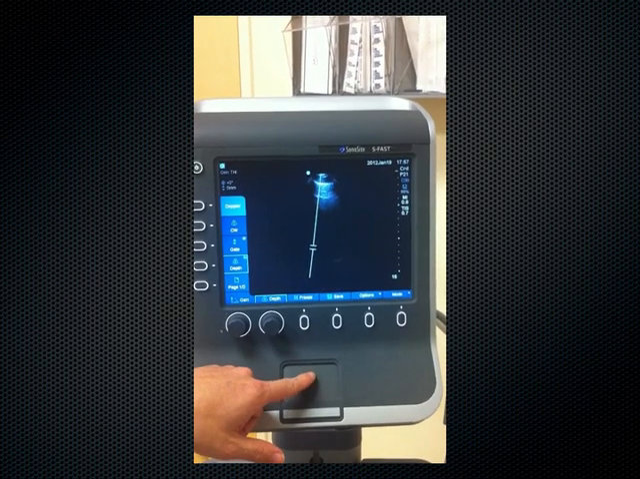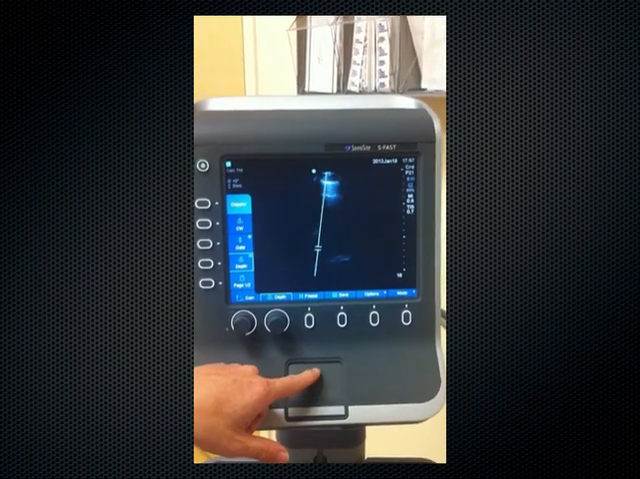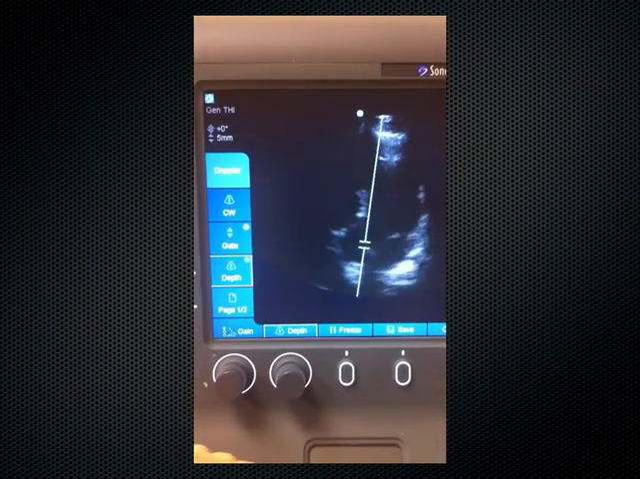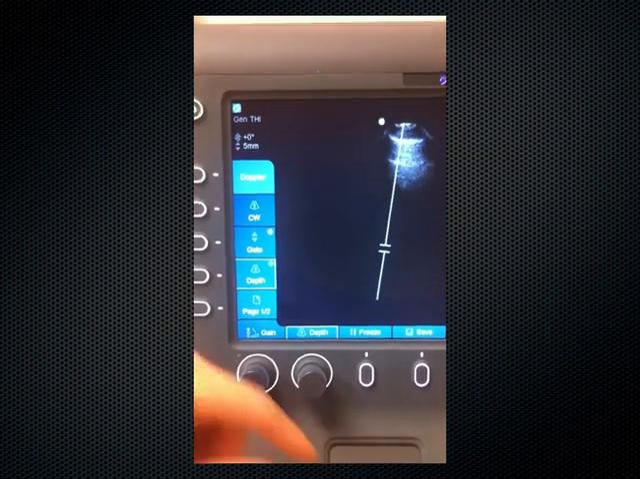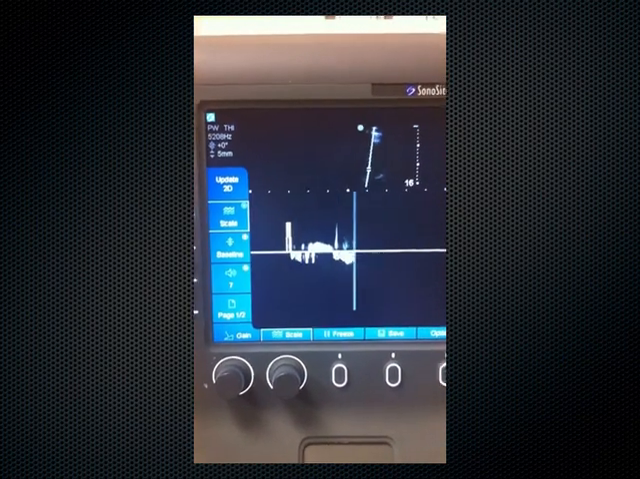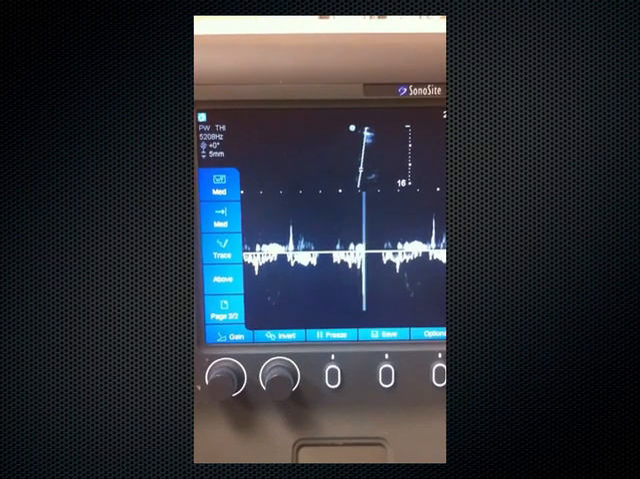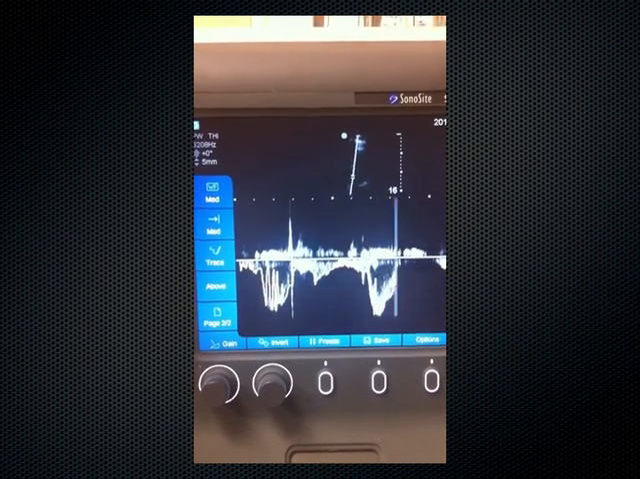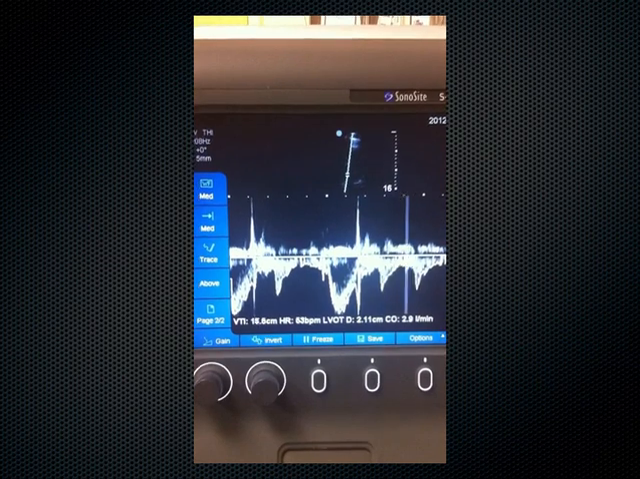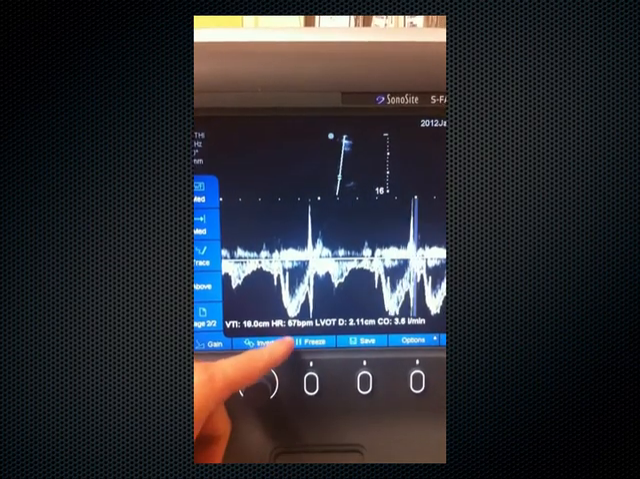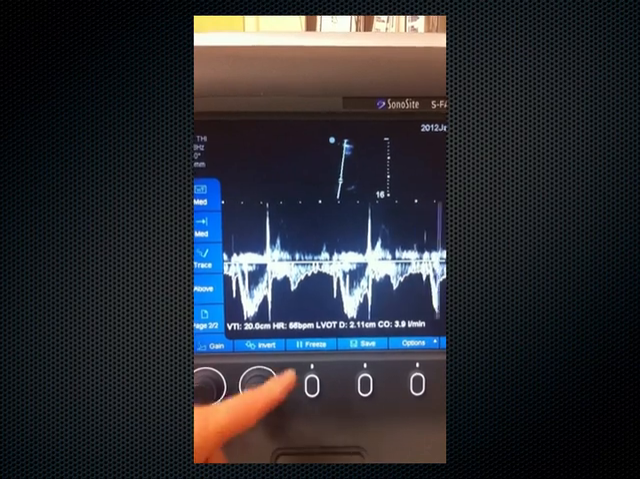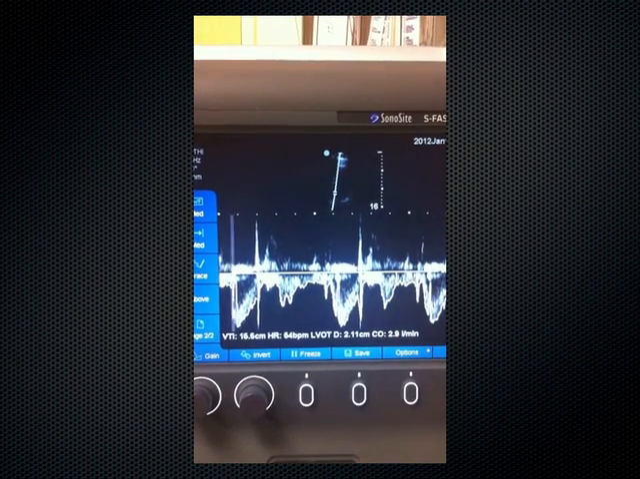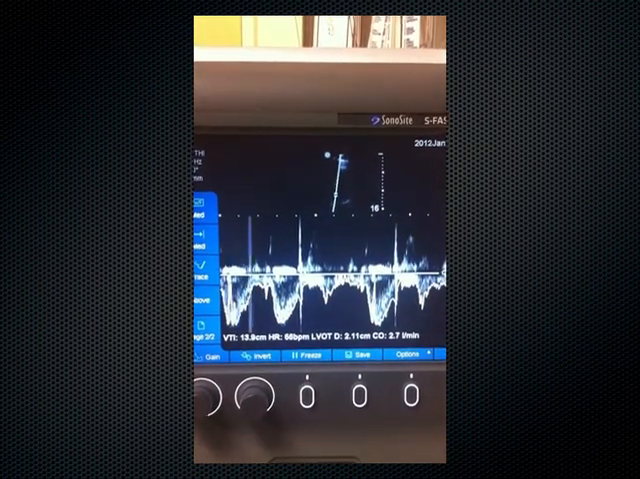So I'm going to drop the gates right along the right, just proximal to the aortic valve right here, and then I'm going to hit Doppler. I'll go to page 2 and hit trace, and hit trace again. Based on that, we get an estimation of his heart rate, his stroke volume, and his left ventricular outflow tract. Therefore, we can get his cardiac output, which is about 3 to 4 liters per minute.